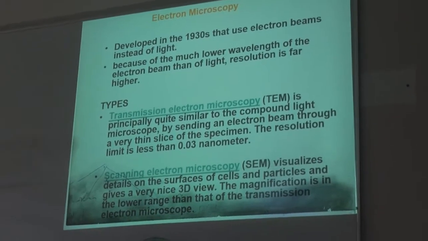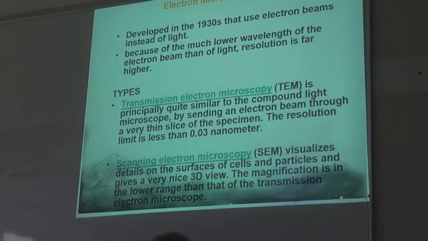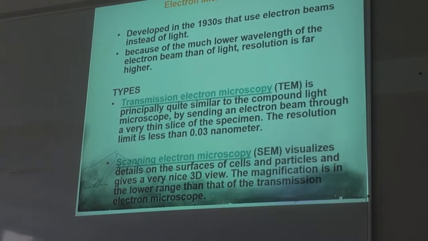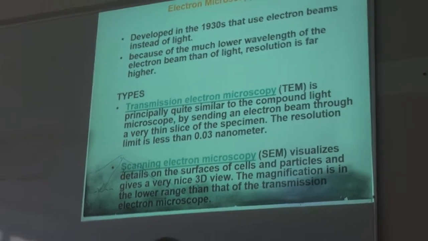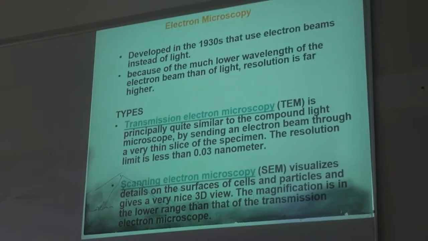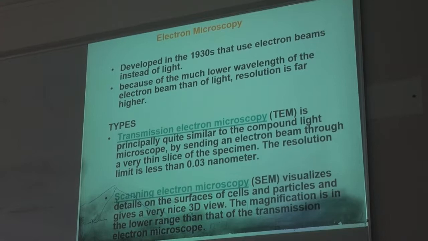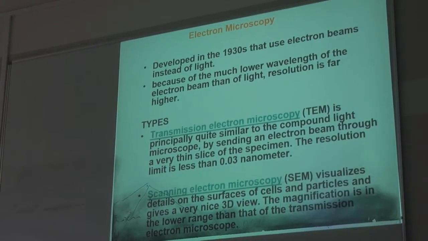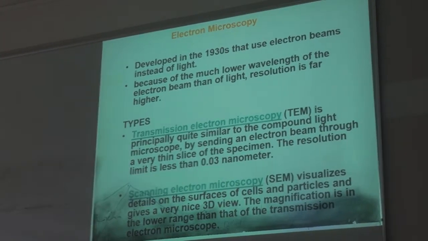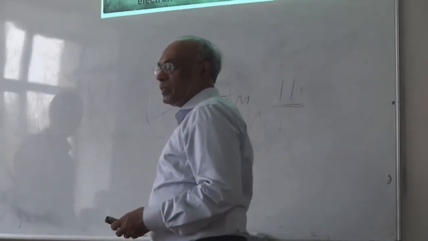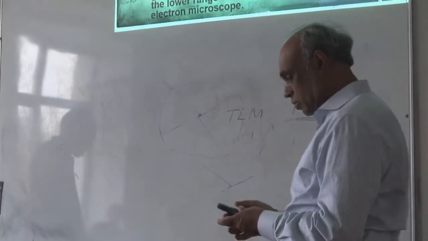Something called the transmission electron microscope. That means, this is your sample, and the electron beam is passing through the sample. Or you can have the electron beam coming here, you can scan the electron beam and look at what is coming out. That is called the SEM, scanning electron microscope. So I'll talk about these two.